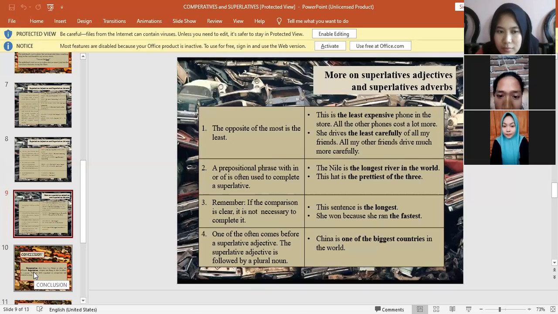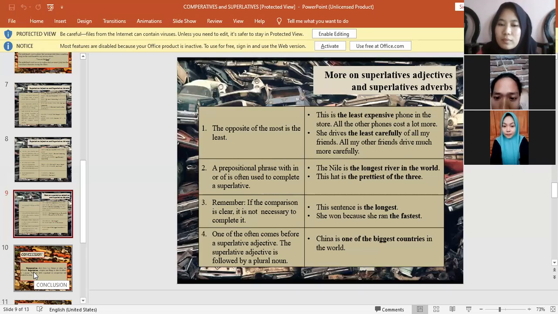Third, remember, if the comparison is clear, it is not necessary to complete it. For example, this sentence is the longest. She won because she ran the fastest.